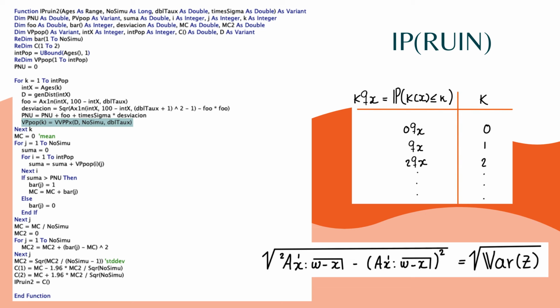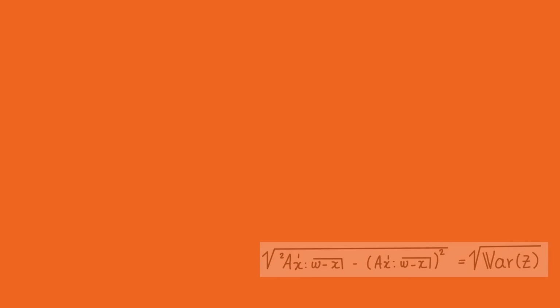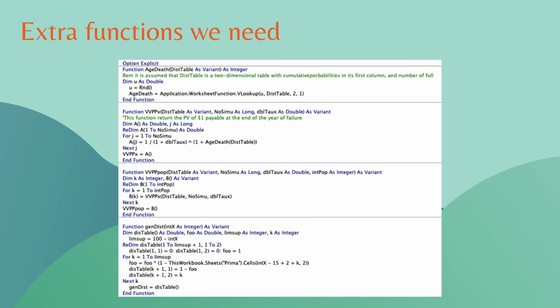Now we ask the program to tell us the kth entry of the present value of the population. This is done with the next function called VVPPX, that is the present values for a person of age X. So the function VPPOP of k will be called for each of the people. The function VVPPX is a function we previously did. What does this function do? Firstly, please observe that this function gives us a vector. As we can see in the last line, it will give us a matrix.